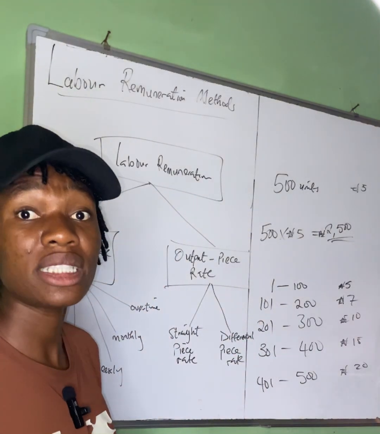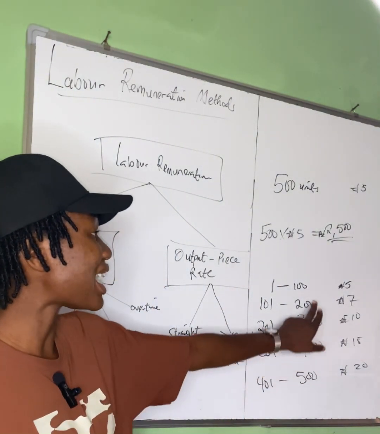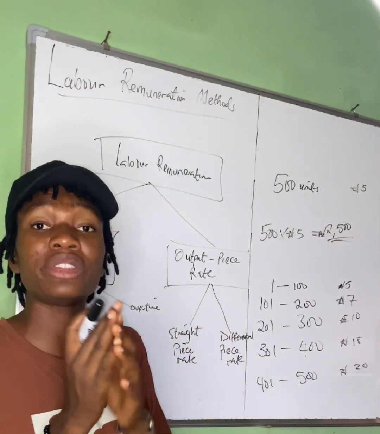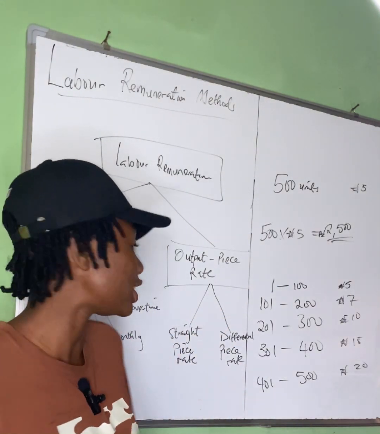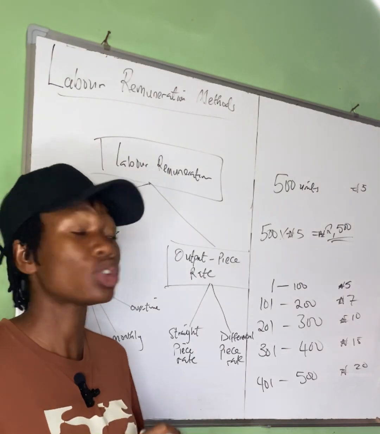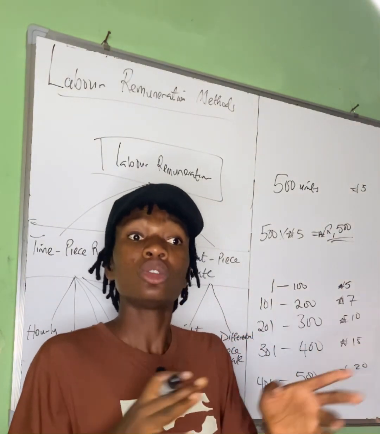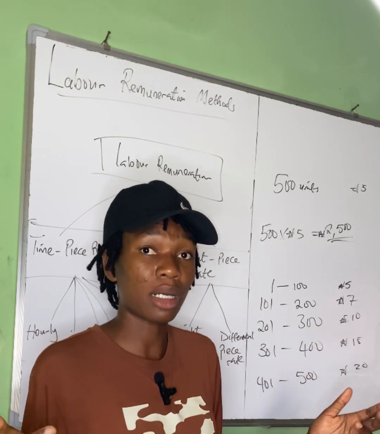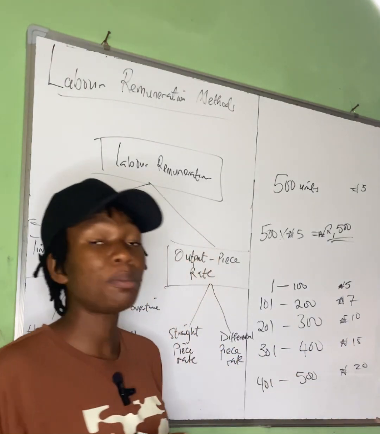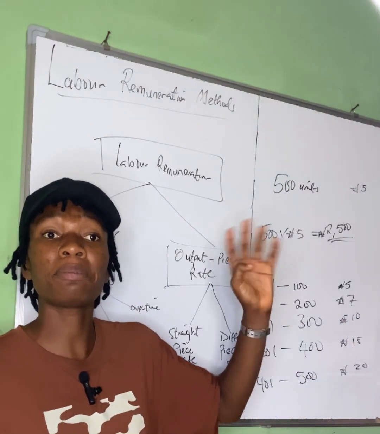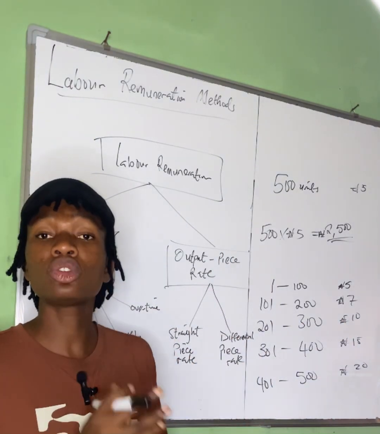So in this case, like you see now, we are having different payment rates at different levels of production. That's why it is called a differential piece rate. It's no longer the straight line. Like I said, the straight piece rate is just saying the same amount, no matter the level of production, we are paying the same amount. But the differential piece rate is saying that we are paying different amounts, different pay rates at different levels of production.